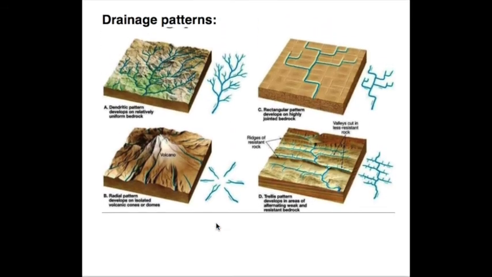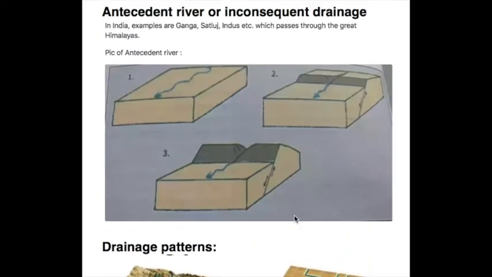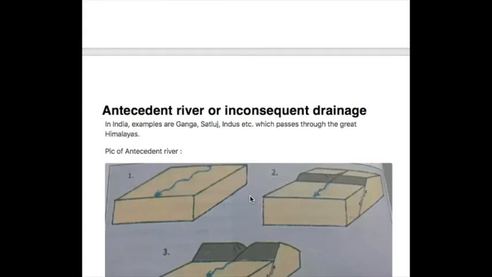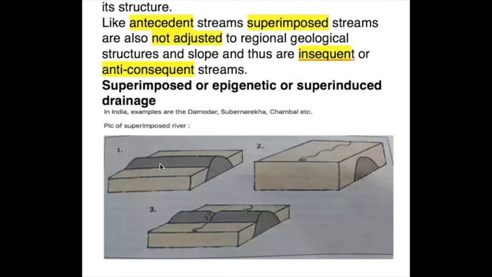Hope you understand the important terms related to drainage patterns: dendritic, rectangular, radial, trellis, and antecedent rivers. Rivers were already flowing in the first instance, and whatever comes out, they have eroded, and they flow their path. Superimposed, in the first instance there was no river, but once there is some depositional feature, river starts moving, and whatever comes in their way they have cut, that is superimposed.